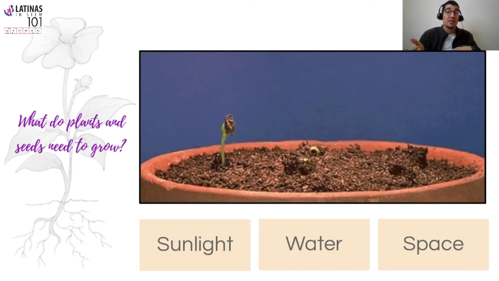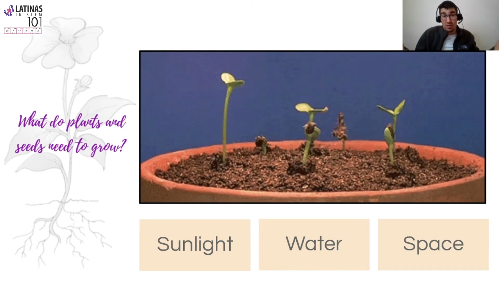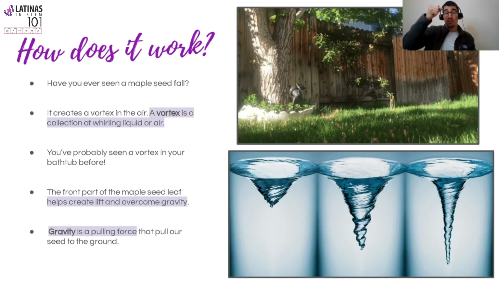Now, how do plants, like the maple seed, get the space they need to grow? Well, maple seeds have a special adaptation. Based on the shape of their wings, when they fall from a tree, they go relatively slow. And as they're getting pulled down to the ground by gravity, wind helps push those seeds further and further away from the tree, thanks to the shape of the maple seed's wings.